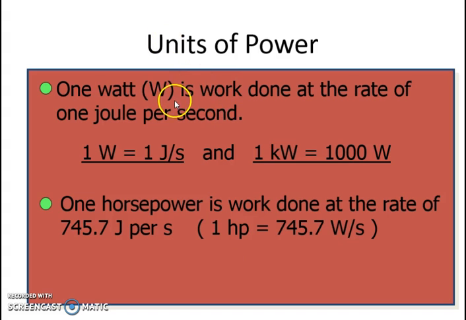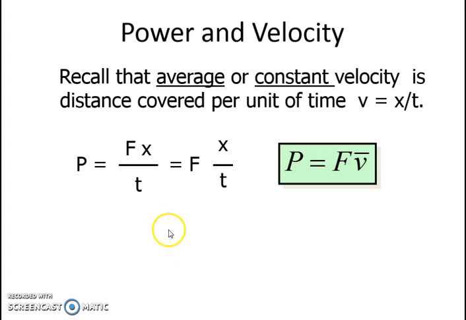Our unit of power is a watt. 1 watt is 1 joule per second, and 1 kilowatt equals 1,000 watts. 1 horsepower is work done at the rate of 745.7 joules per second. To relate power to velocity, we can also say that power is equal to the force times velocity.